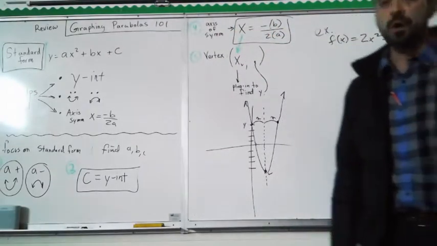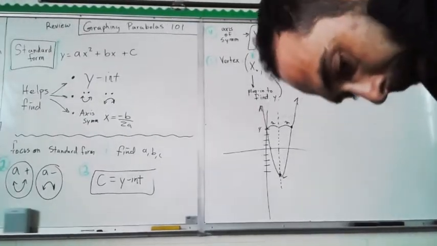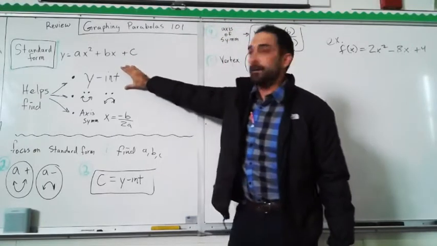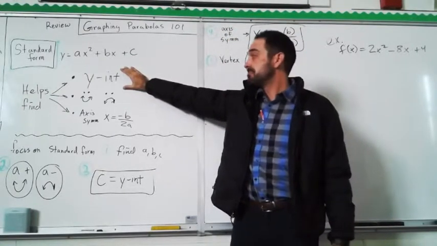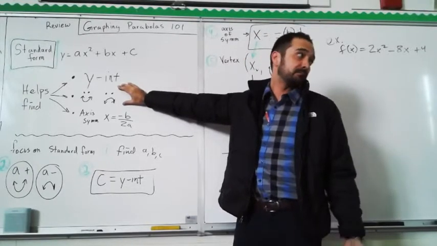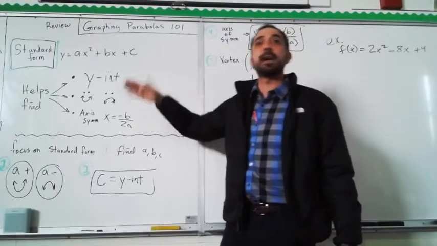So, let me just pull this over there a little bit, get the glare out. Okay. So the standard form, remember, helps us find our y-intercept. That's real easy to find. We know if it opens up or down, happy face, sad face. That's pretty easy. We can find the axis of symmetry, which remember the axis of symmetry does what?